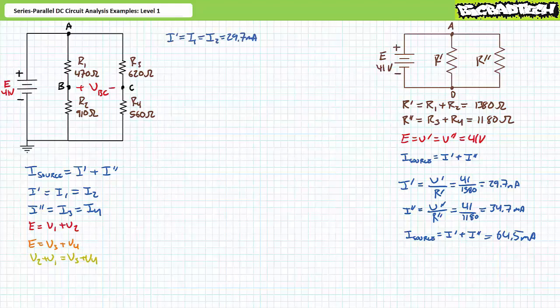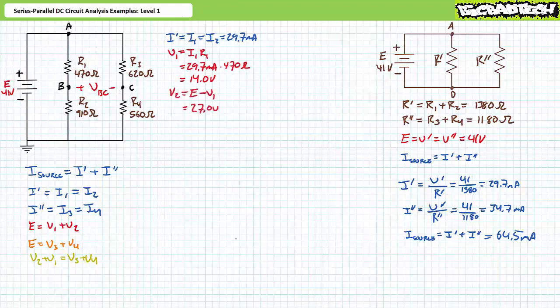Let's now examine voltage distribution within the I single prime path. Current through elements in series is the same. I single prime equals I1, which equals I2, which equals 29.7 milliamperes. An application of Ohm's law demonstrates that V1 is 14 volts. An algebraic rearrangement of the Kirchhoff's voltage law equation demonstrates that V2 is the remaining 27 volts. As a means of checking our work, another application of Ohm's law similarly demonstrates that V2 is 27 volts.